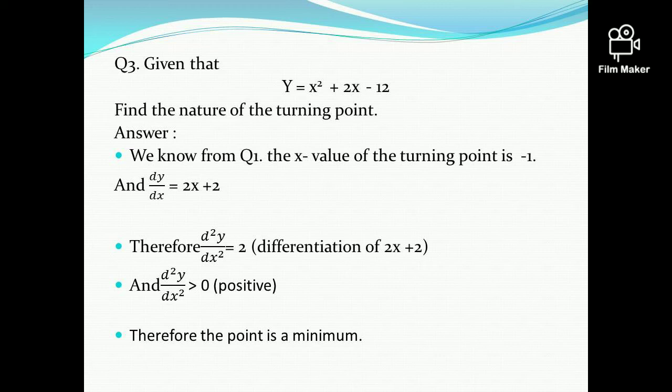To find the nature of the turning point, I will differentiate that answer again. That means you have to differentiate the first differentiation answer 2x plus 2 again. You will obtain the answer 2. That means 2 is a positive answer. If you get a positive answer, what is the nature? Therefore, we can understand that at x equals minus 1, the nature of the turning point is a minimum value. That means at x equals minus 1, you can see a minimum point for the curve.